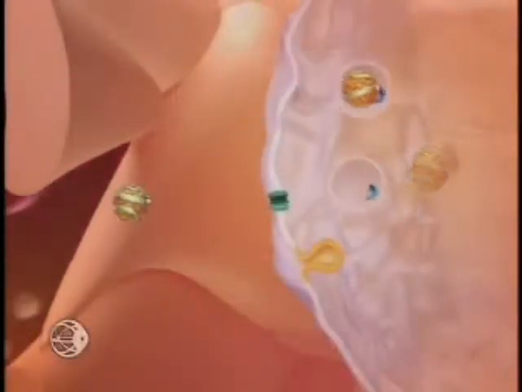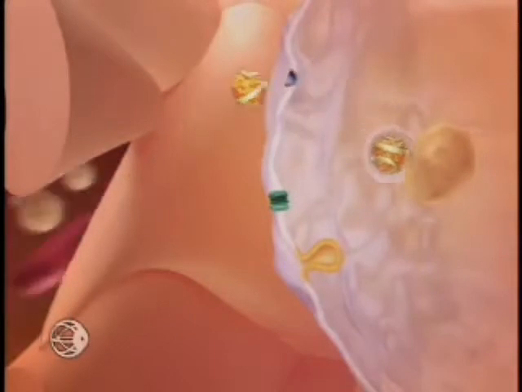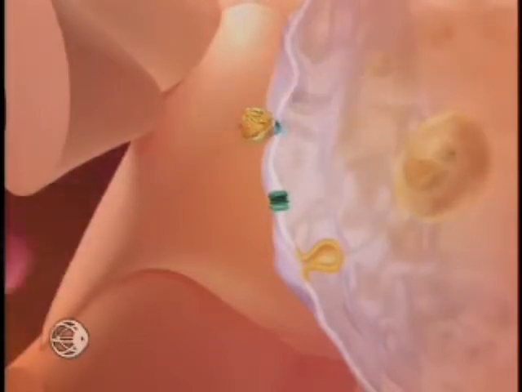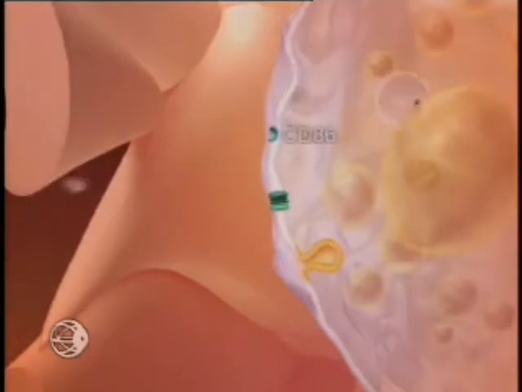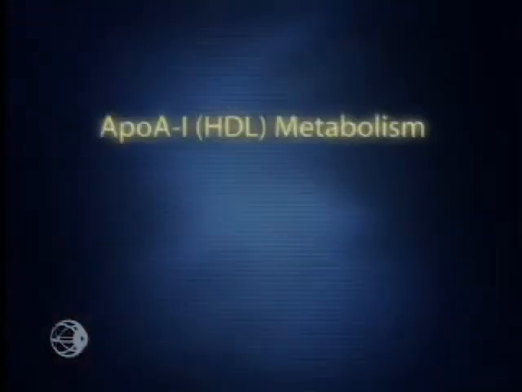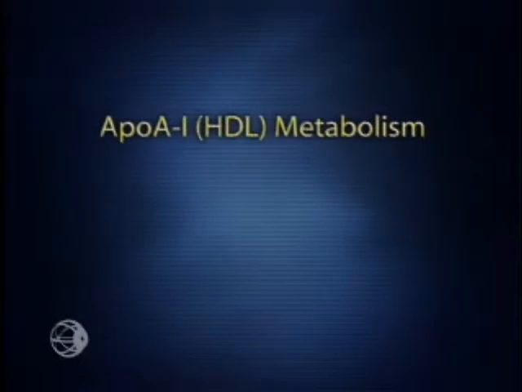Excess ApoB-containing particles can invade the arterial wall, become oxidized, and be taken up by macrophage scavenger receptors, creating the foam cells that lead to atheroma. Now let's examine the complementary ApoA1 or HDL pathway that protects from atherogenesis.